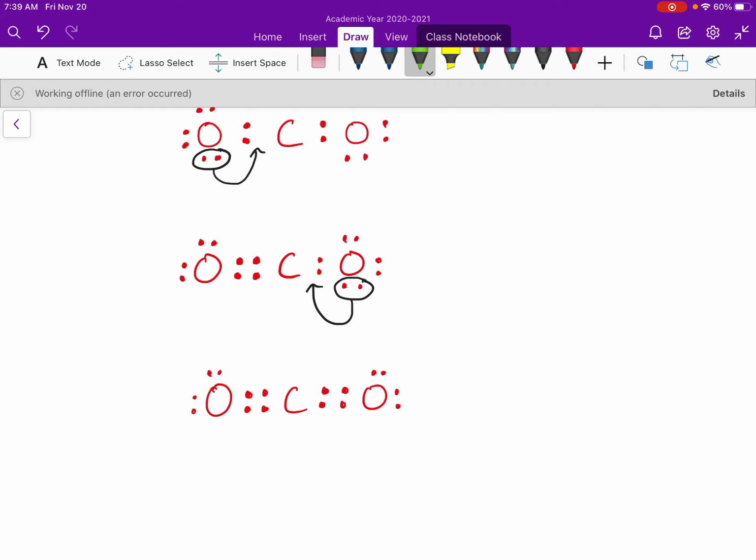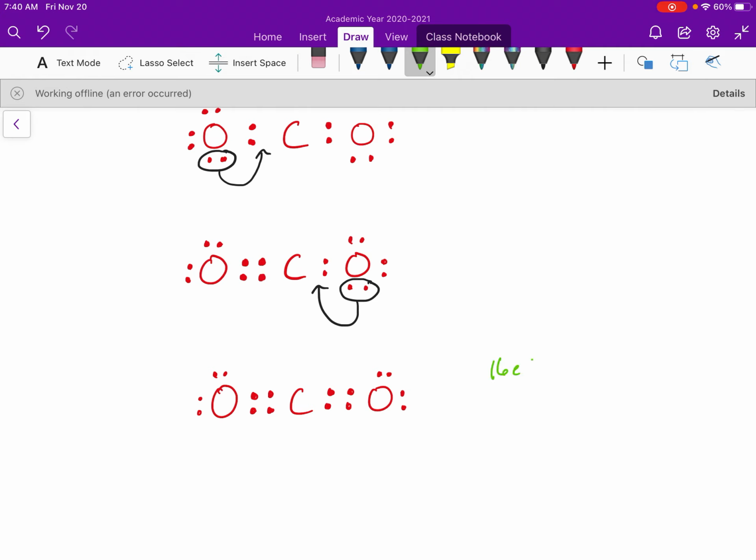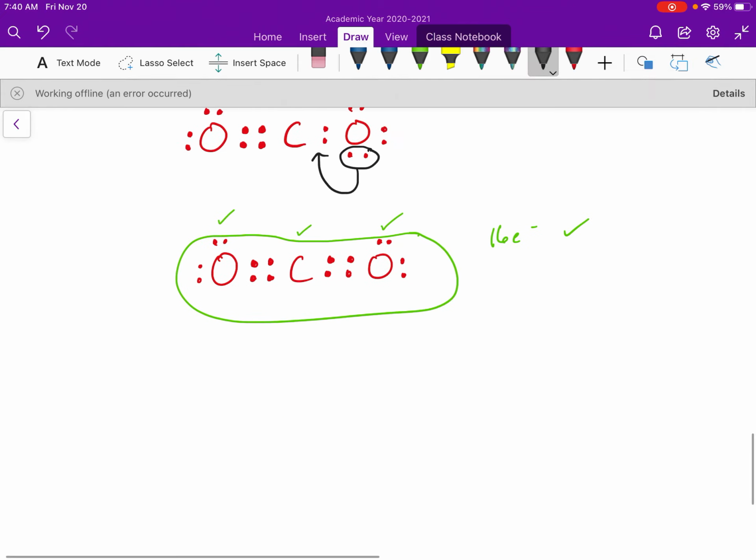Double check, ask your 2 questions. Did we use our 16 electrons? 2, 4, 6, 8, 10, 12, 14, 16. We did. 16 electrons are good. And now is everyone happy? Oxygen has 8. Carbon now has 8. Oxygen has 8. We are good. So this is in fact carbon dioxide.